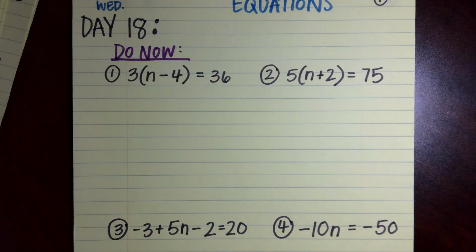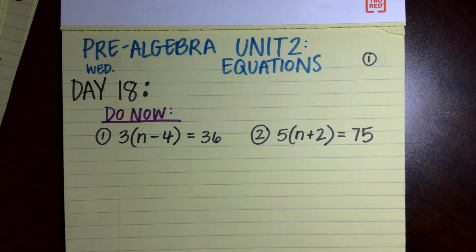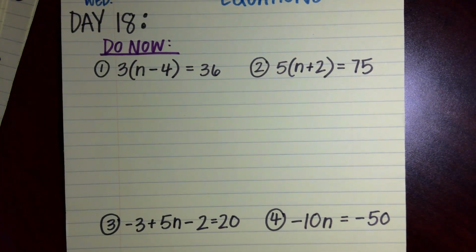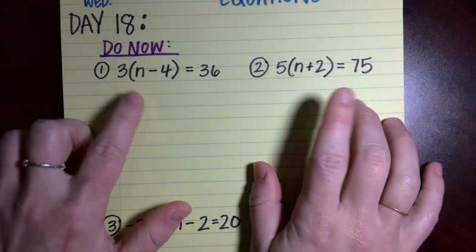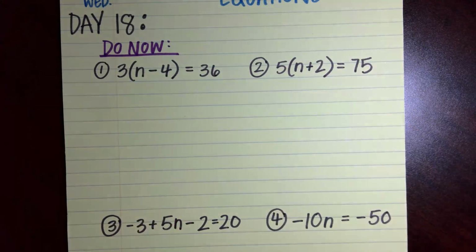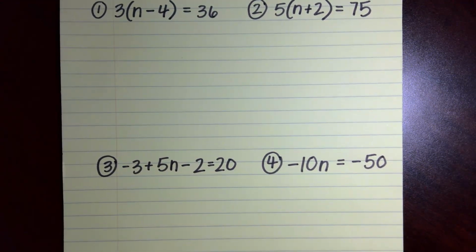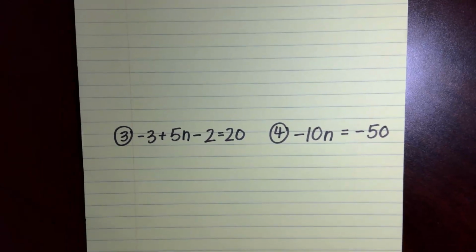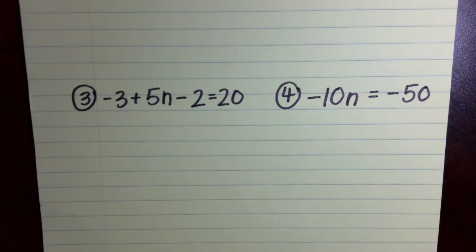Okay, guys, so we are officially at day 18 for Unit 2 equations, and for our do now today we have 4 questions here. Now, since a couple of you missed the lesson where we talked about how to do numbers 1 and 2, I think it would be great if we would start by solving 3 and 4, and then we'll kind of go backwards and work on 1 and 2 last.